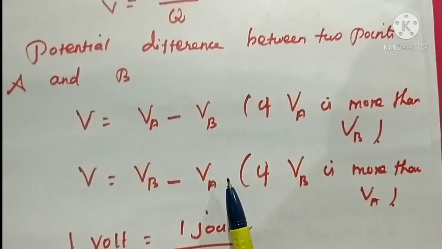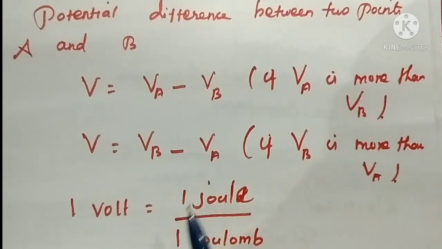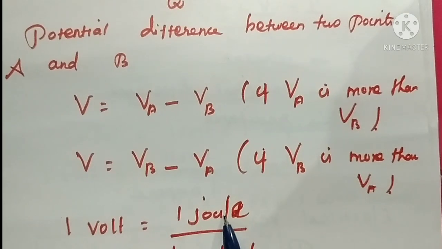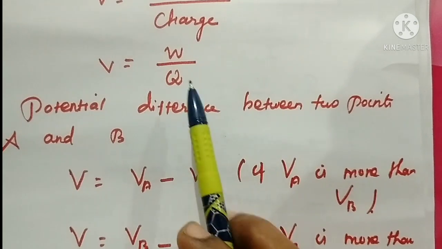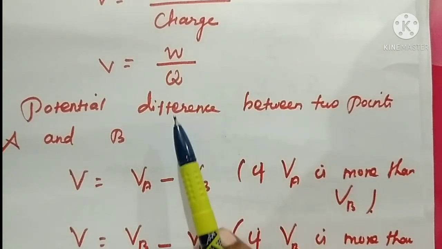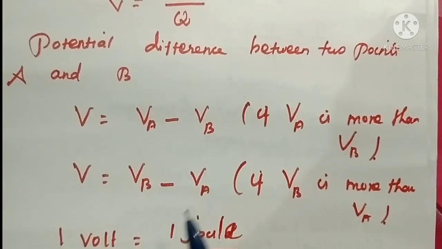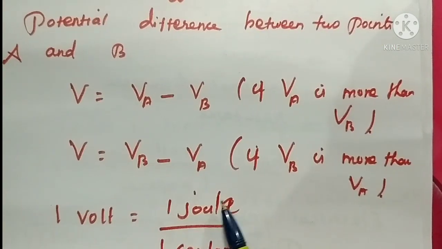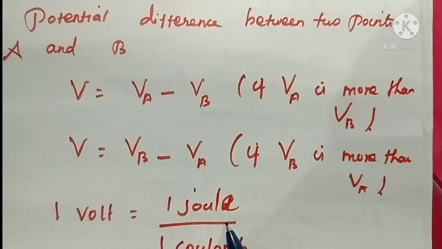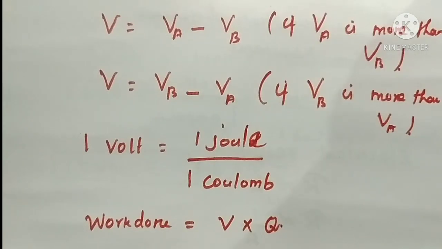Now we are going to discuss the formula. What is 1 volt? 1 volt is equal to 1 joule by 1 coulomb. Why is it 1 joule? Yes, the unit of work done is joule, and the unit of charge is coulomb. So we can define 1 volt: if 1 joule of work is done to move a charge of 1 coulomb.